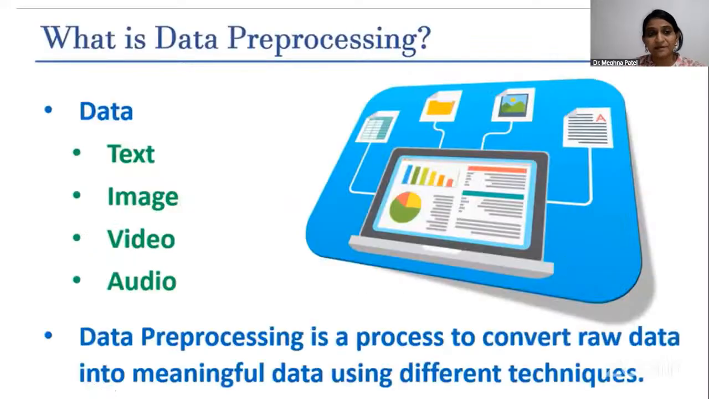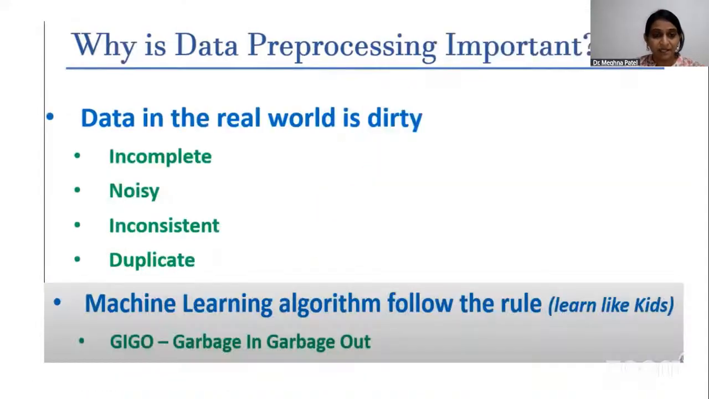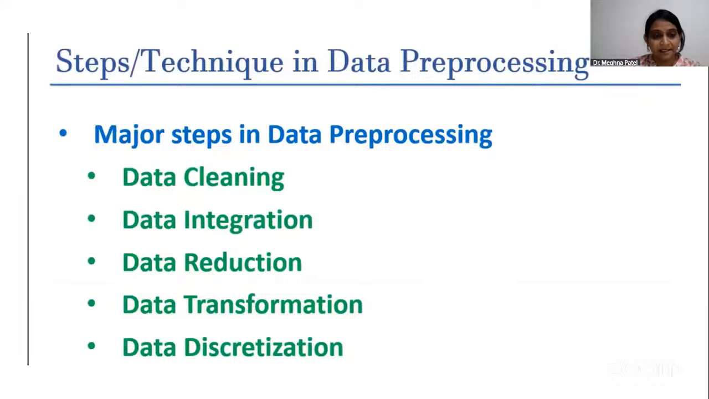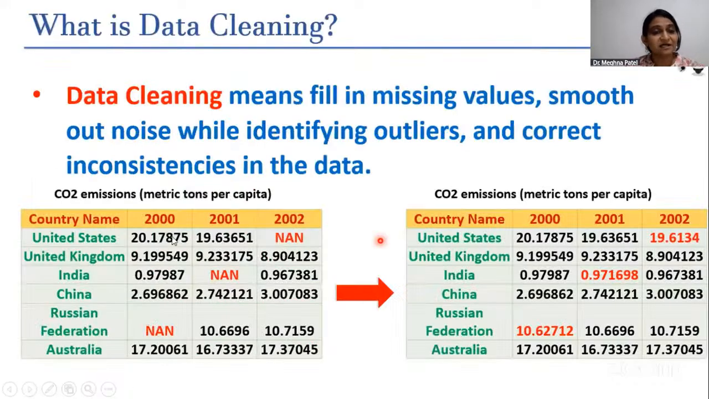Okay, what is data pre-processing? In simple language, data pre-processing is nothing but converting your raw data, which may be text, image, video, and audio, into meaningful data using different techniques. Now these are the data pre-processing techniques: data cleaning, integration, reduction, transformation, and discretization. Okay, what do you mean by data cleaning? Data cleaning is nothing but, wherever a null or missing value is there, you can fill it with the mean value or median value.